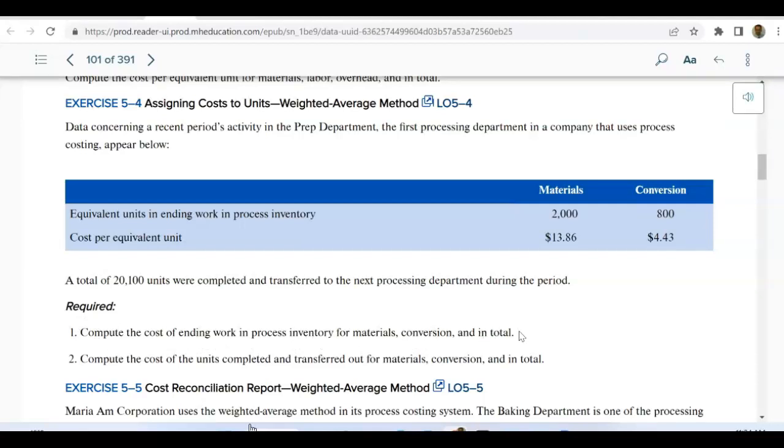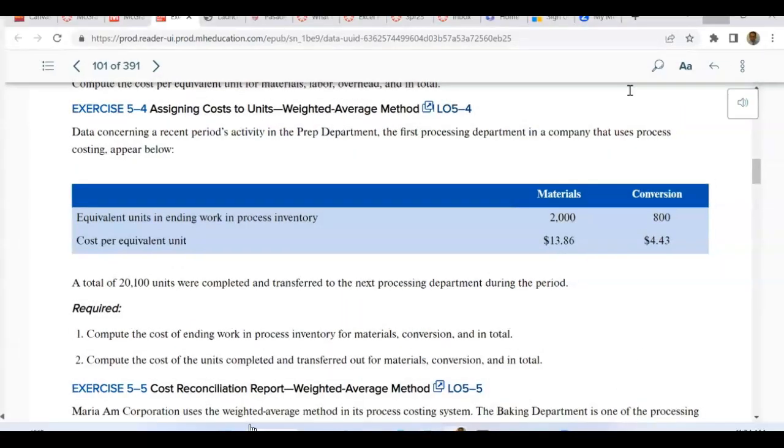conversion, and in total. And here is the ending work in process. Remember, those are the units. Compute the costing of units completed and transferred out for materials, conversion, and in total. Materials completed are 20,100, right? So here we go. Very easy.